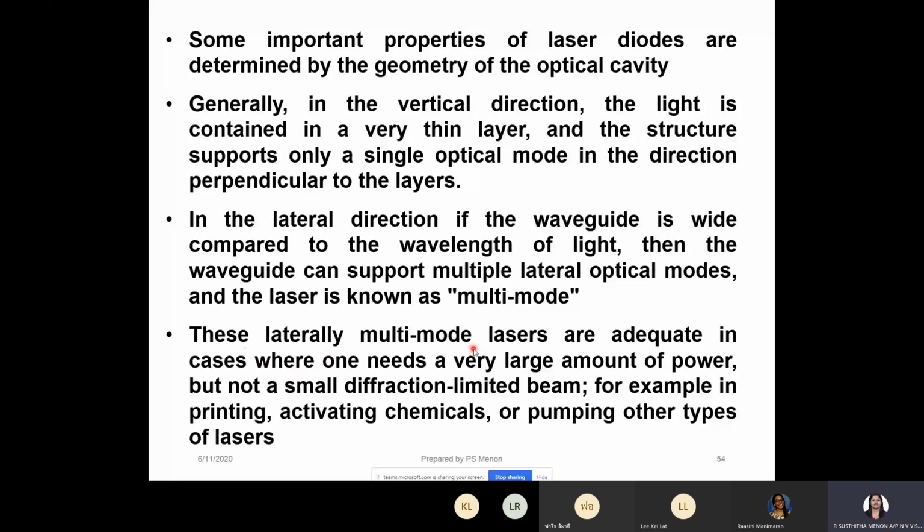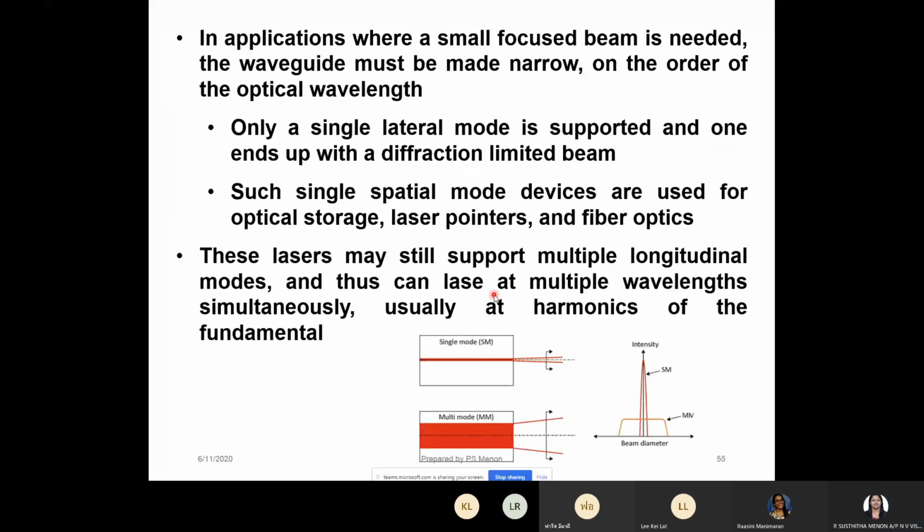These laterally multimode lasers are adequate in cases where one needs a very large amount of power but not a small diffraction limited beam, for example in printing, activating chemicals, or pumping. Your printer uses a multimode laser. It doesn't need to be single mode. Multimode can work, not so sharp. Single mode means only one mode, and the intensity is very sharp. An example is a laser pointer. With multimode, the beam is very wide, and the spectrum is very wide. It's used in laser printers.